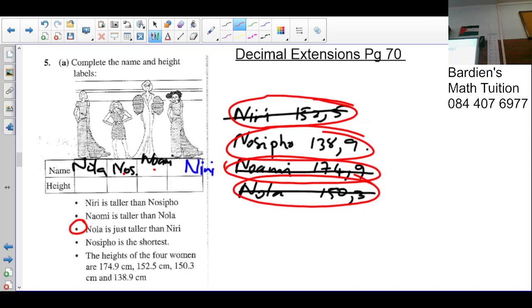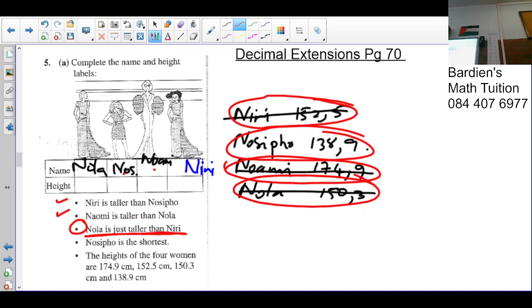Right. Niri is taller than Nosipi. That is correct. Naomi is taller than Nola. Correct. Nola is just taller than Niri. So it's not only. What they're trying to say is, in comparison to its height, it's just about taller. I wouldn't have named it like this. I think the confusion comes in here. You all agree with that?